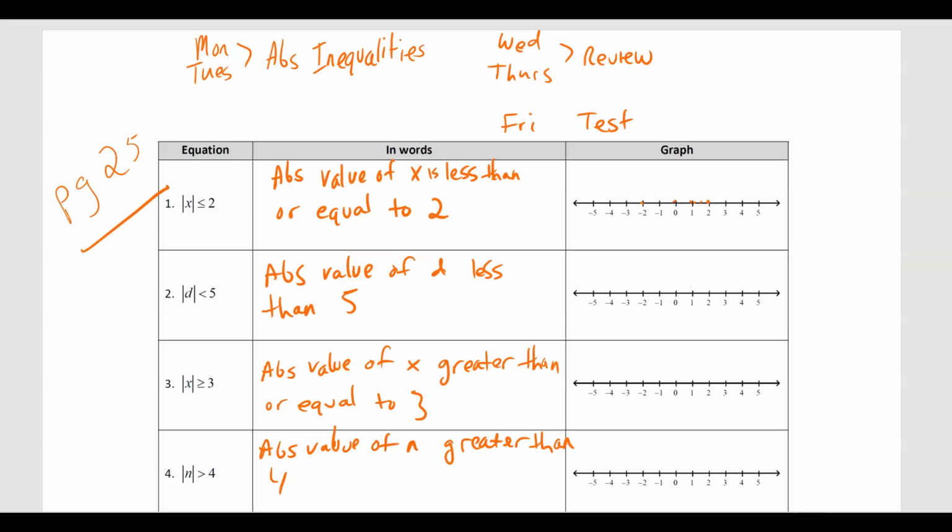So this first one here is a reminder, this is a closed circle because it includes the point. So when we're graphing these, we got a closed circle, and it includes the points.